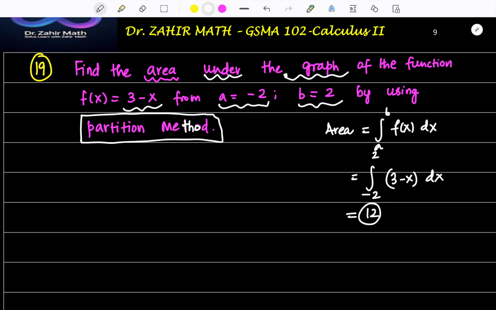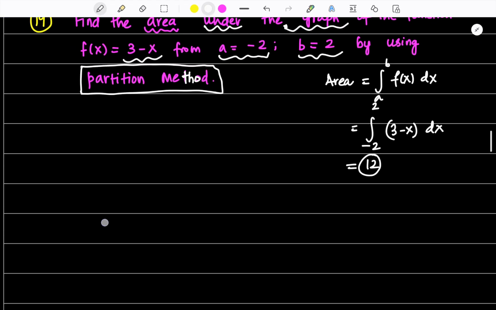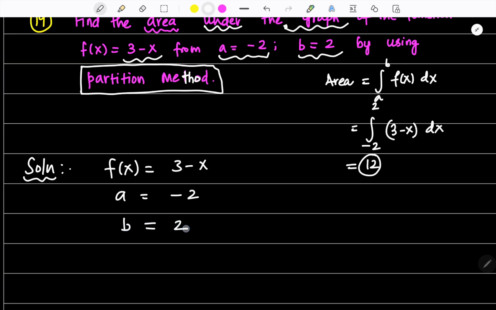Now let's start to use the partition method. Slowly, I will start. Before that, let me write the details given. F of x is 3 minus x, a is minus 2, and b is plus 2.